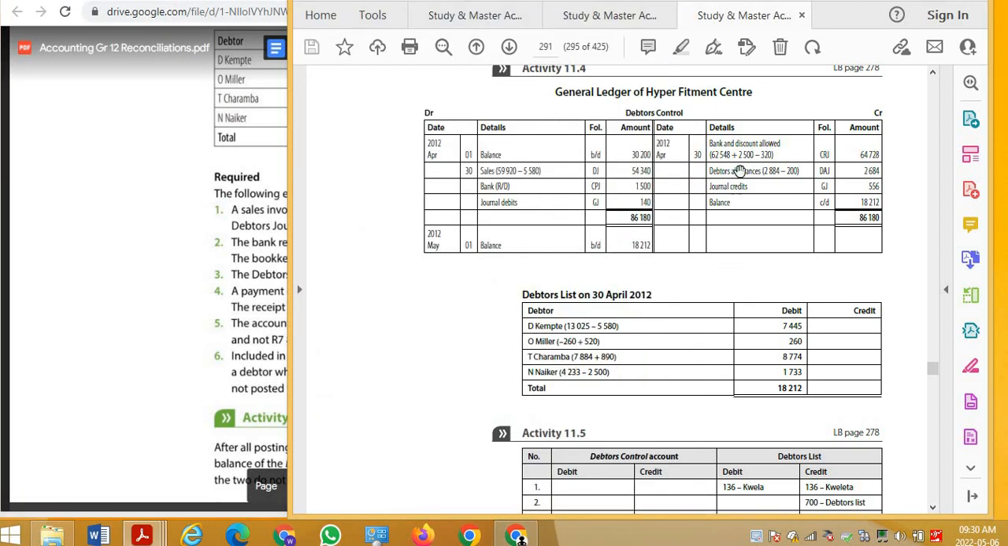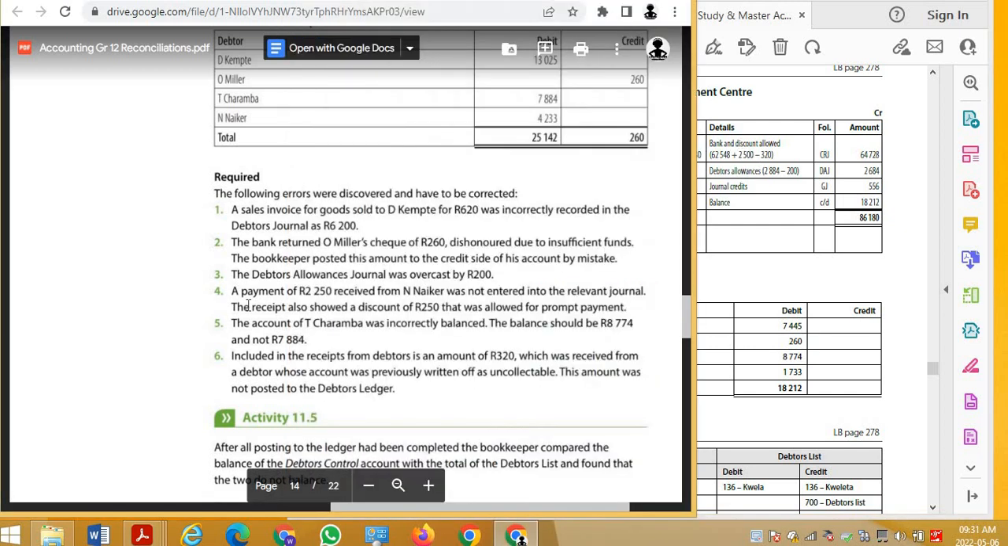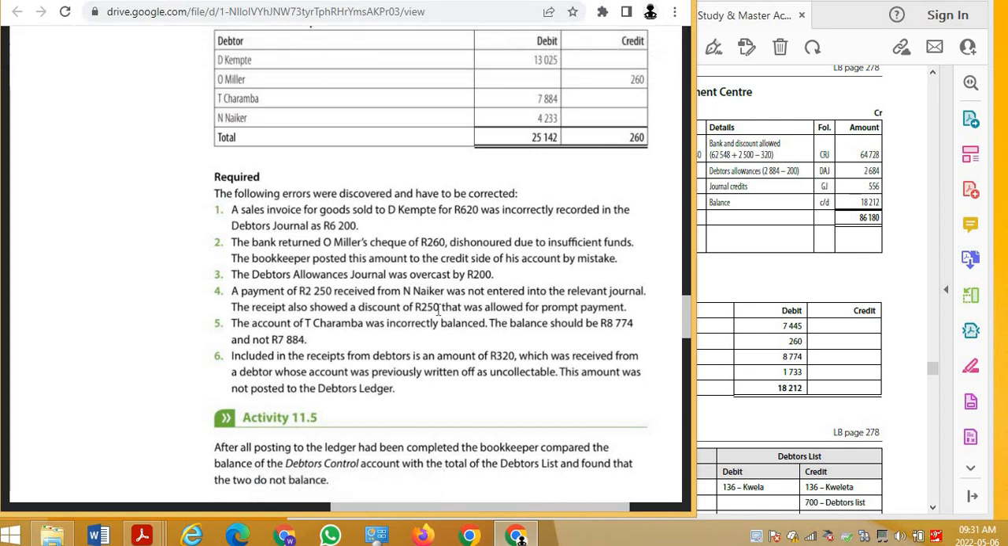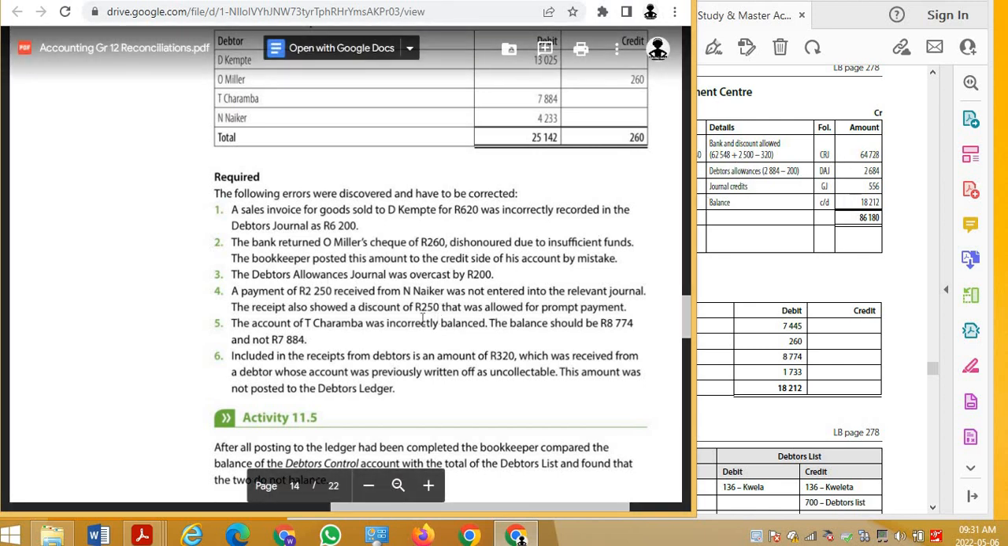Let's have a look at that. There it is, 2,500. It's going on the debit side. Why? Because this person is giving us money to decrease the account, decreasing our asset debtors control by 2,500. Not 2,250. It's bank and discount allowed, and here is your discount allowed, 250 bucks. Added together gives you the 2,500.